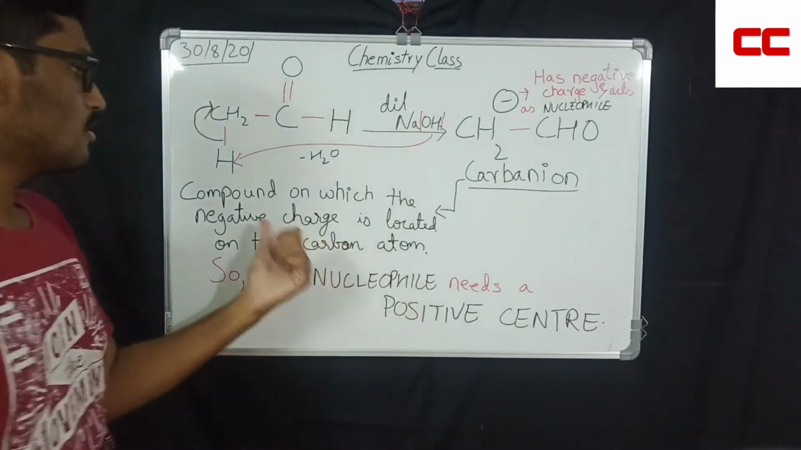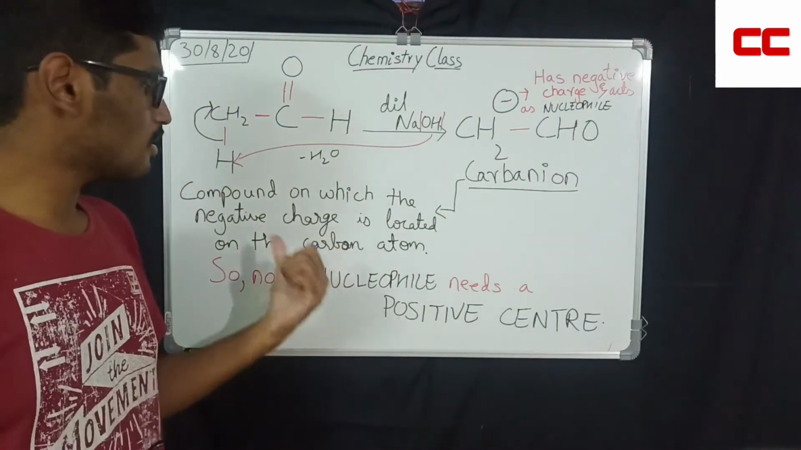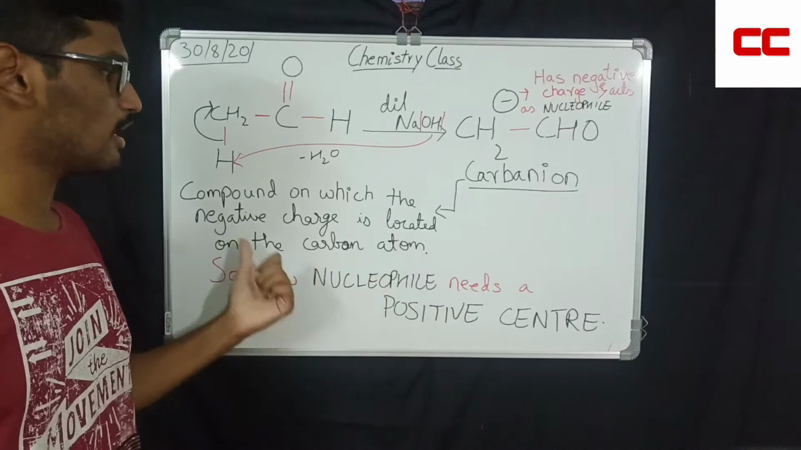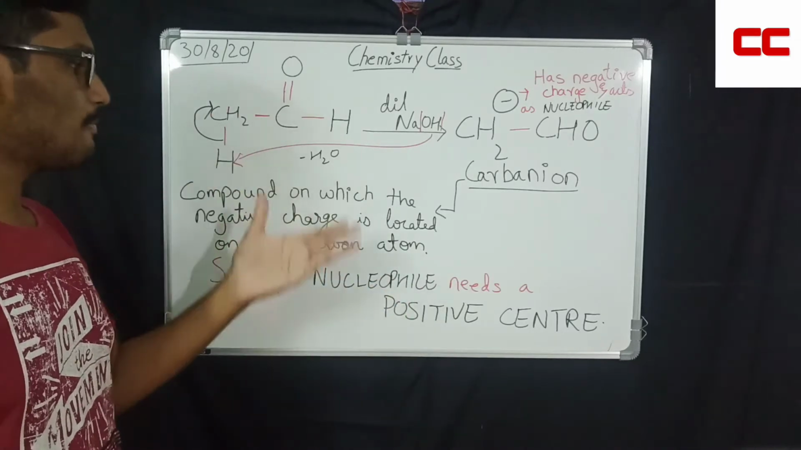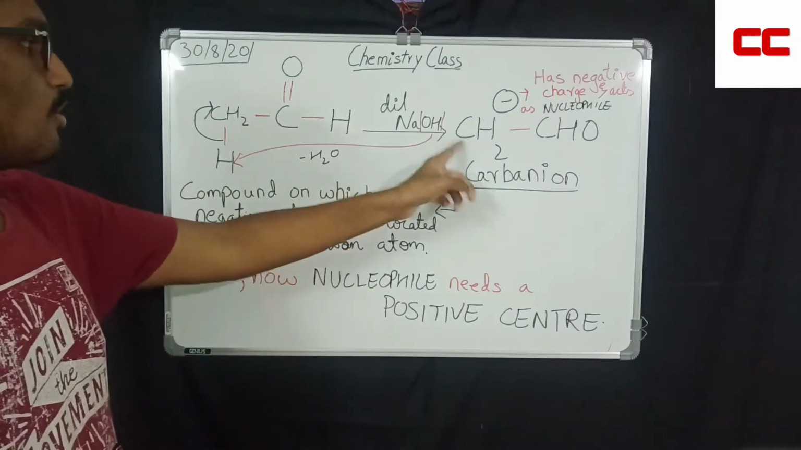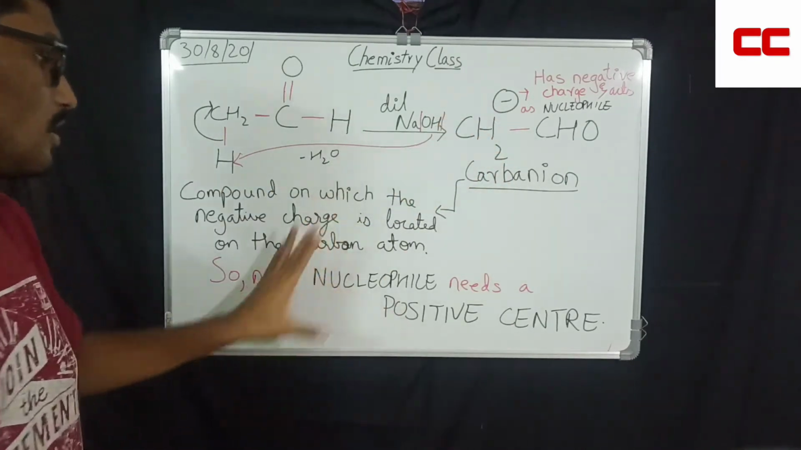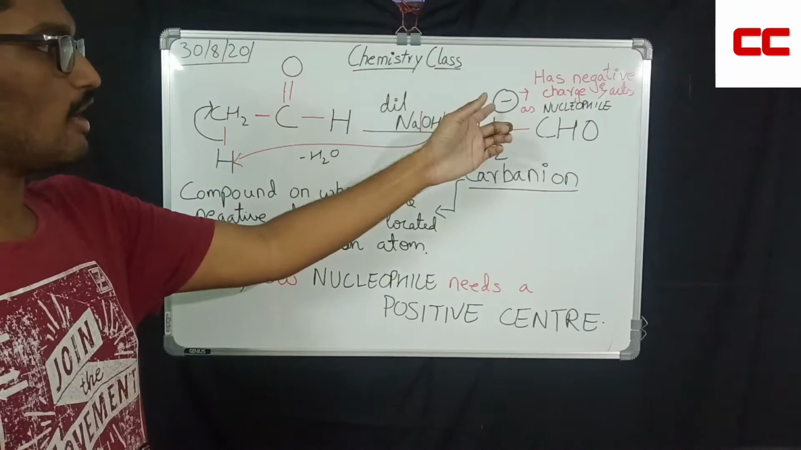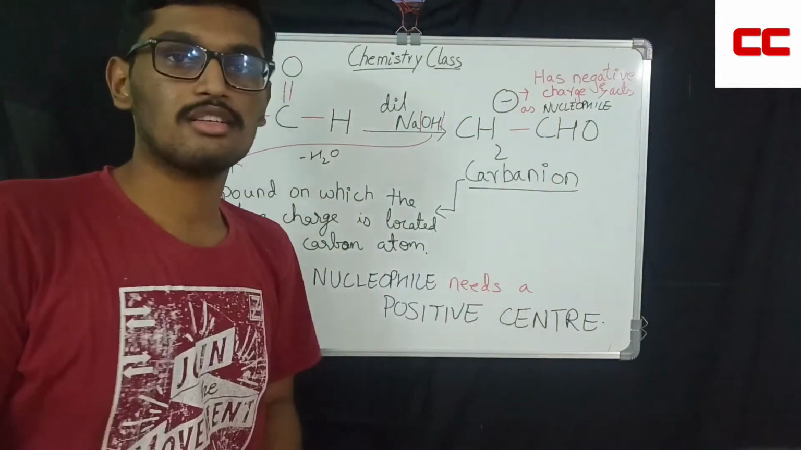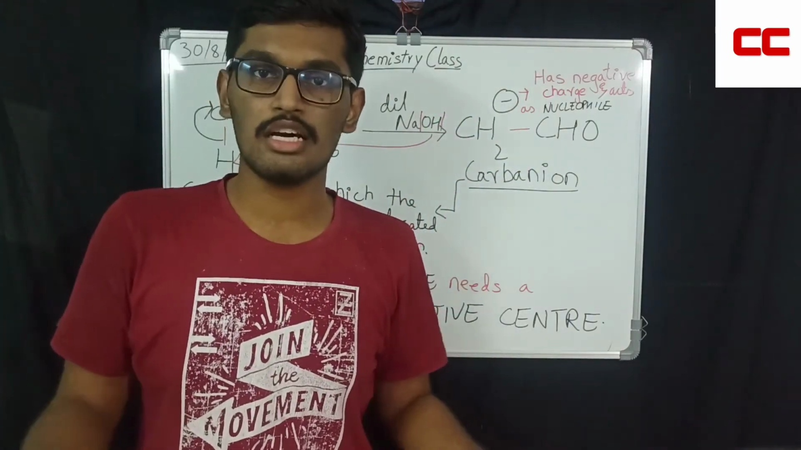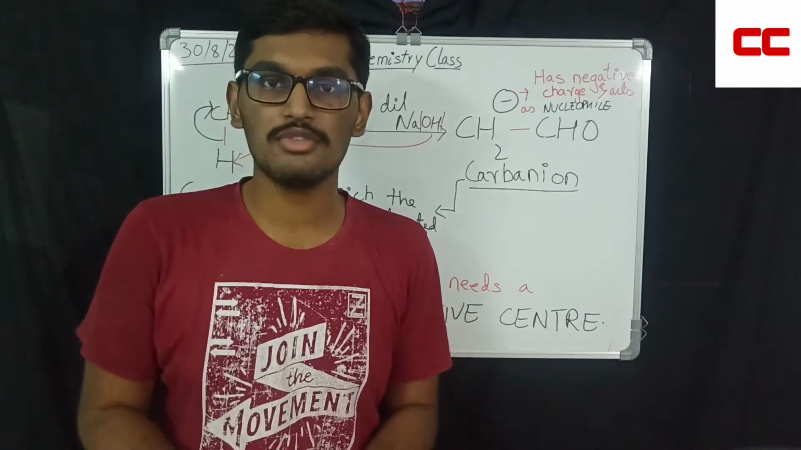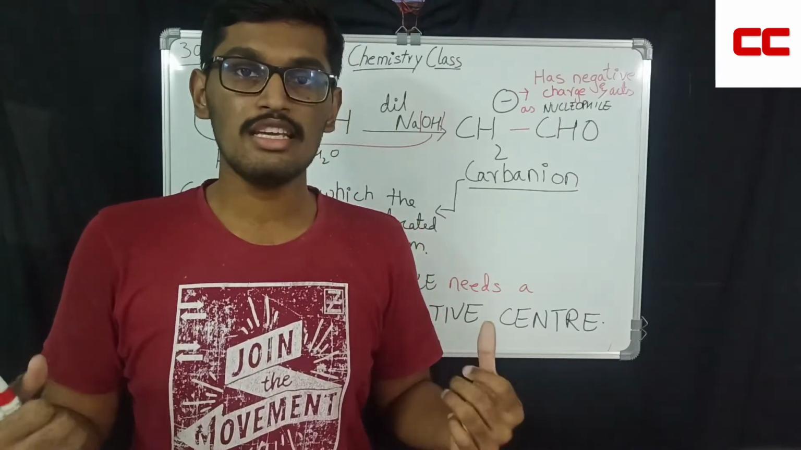So carbanion, I have told you the definition. The compound on which the negative charge is located is called the carbanion, and it should be located on the carbon atom only. This is located on the carbon atom. So this is carbanion. Now this nucleophile needs a positive center. Since it has a negative charge, it obviously needs a positive center. So now let's look at the next step.